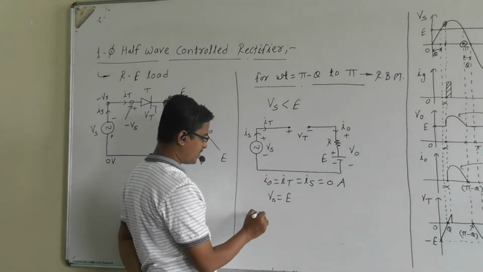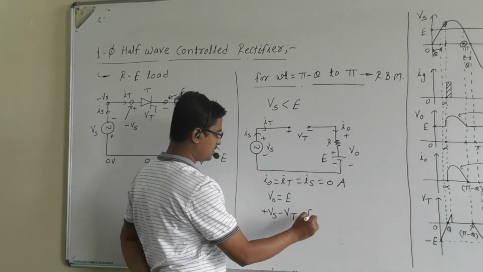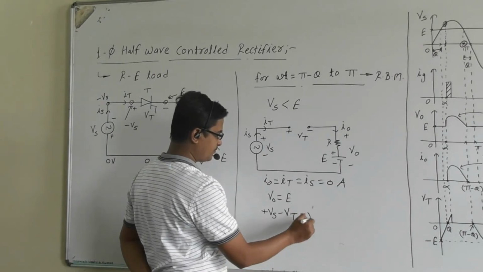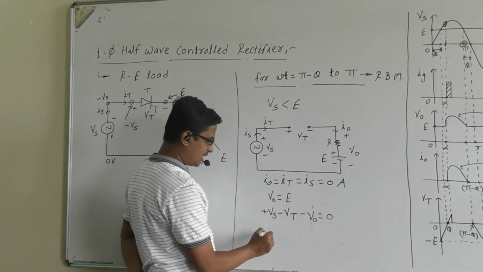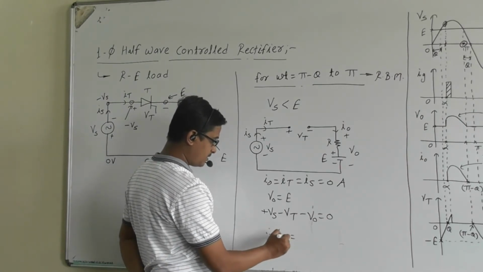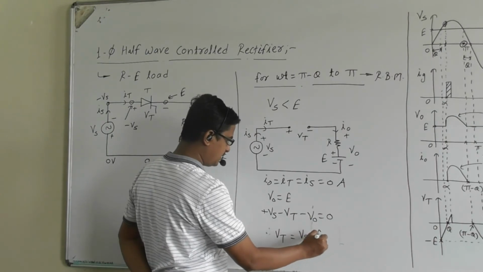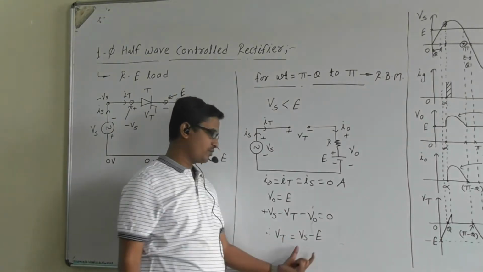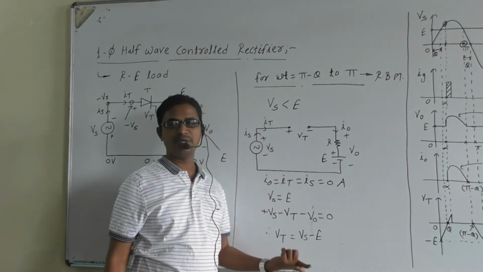We can apply KVL: plus Vs minus Vt minus E, or minus V0, is equal to 0. But what is V0? It is E. So we can write Vt is equal to Vs minus E, right? Vt is equal to Vs minus E. But what is Vs? Vs is less than E. So Vt will be negative.